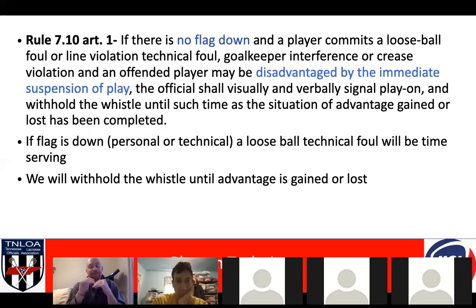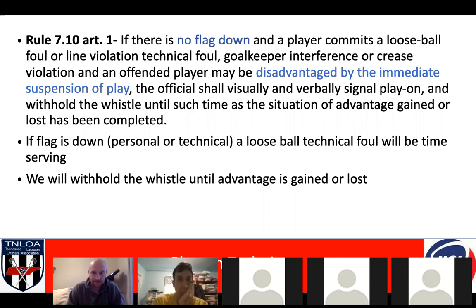This is the exact reading of the technical foul rule, and I'm going to read it, so just read along. If there is no flag down and a player commits a loose ball foul or line violation technical foul, goalie interference, or crease violation, and an offended player may be disadvantaged by the immediate suspension of play, the official shall visually and verbally signal play on and withhold the whistle until such time as the situation of advantage gained or lost has been completed. That is a very, very long-winded way to explain a technical foul.